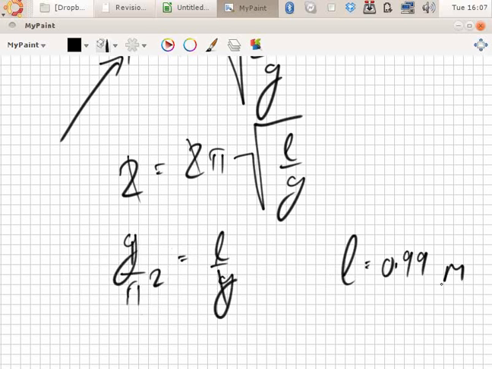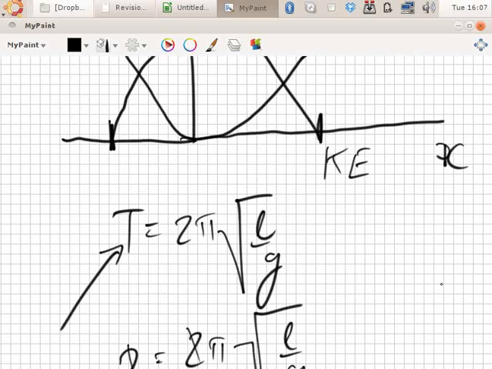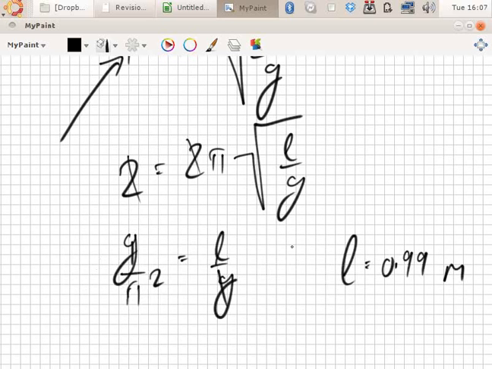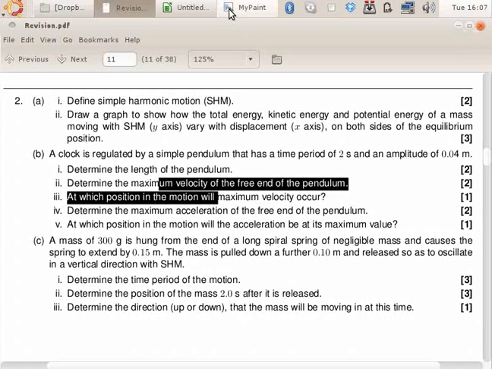Scroll up to here. You know this formula, right? Alright, so we got now the length. Now, what's the maximum velocity? Now, that's a bit tricky.